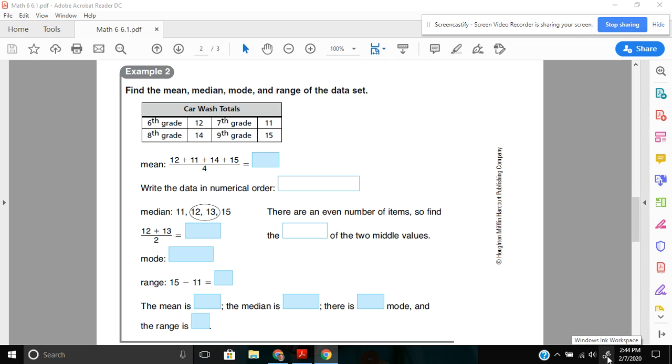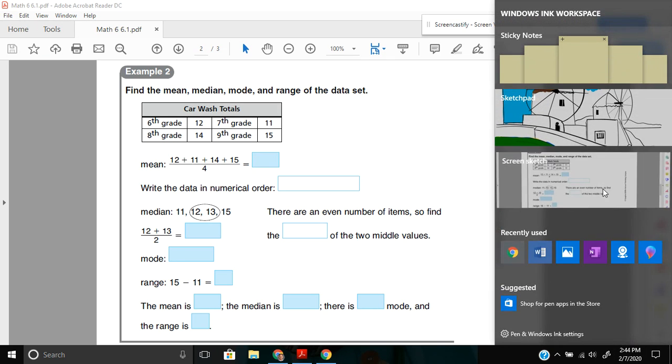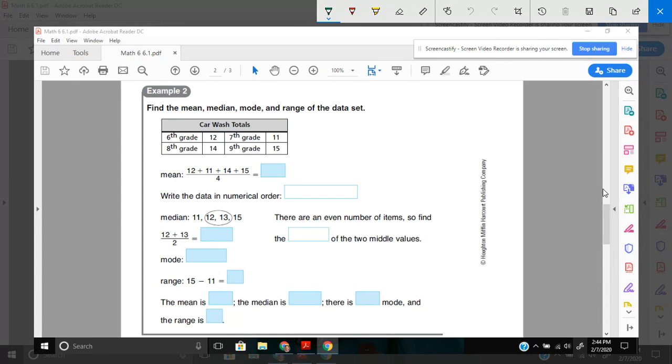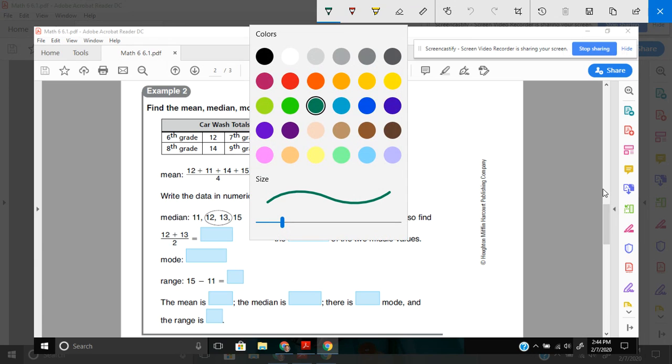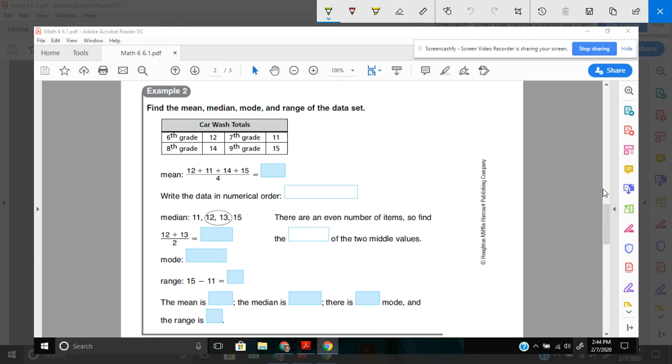And I'll show you how those work. So first off, they're kind of breaking it down or doing the first step for you a little bit since we've worked with that. They're taking the mean or the average, so they're adding up the different car wash totals. And 6th grade had 12, 7th grade had 11, 8th grade had 14, and 9th grade had 15.